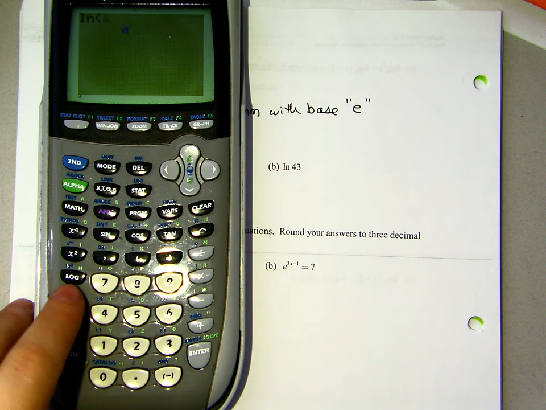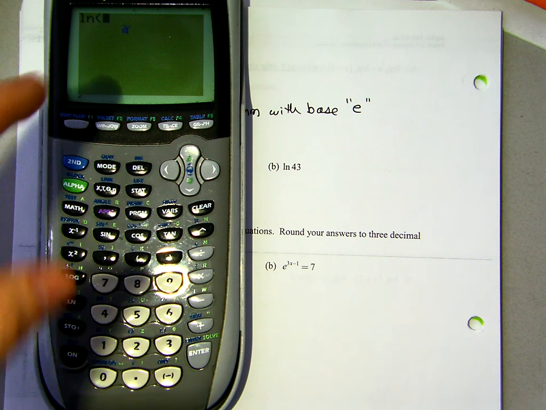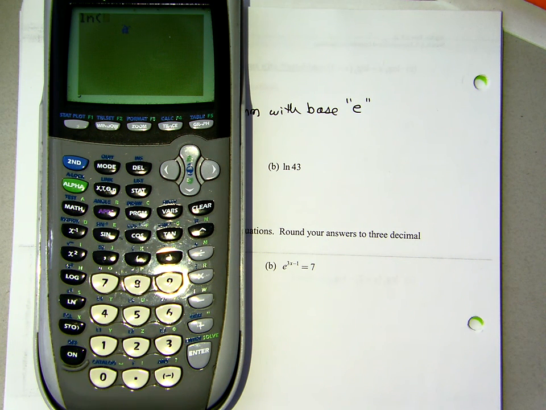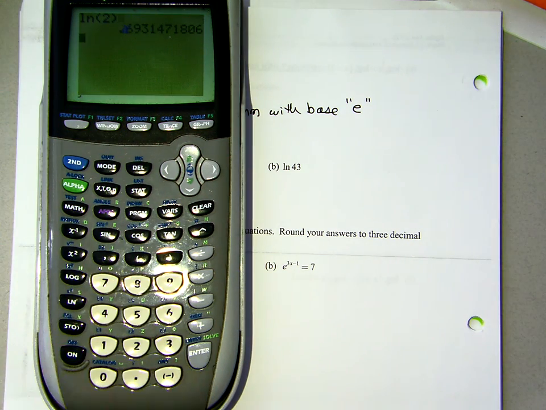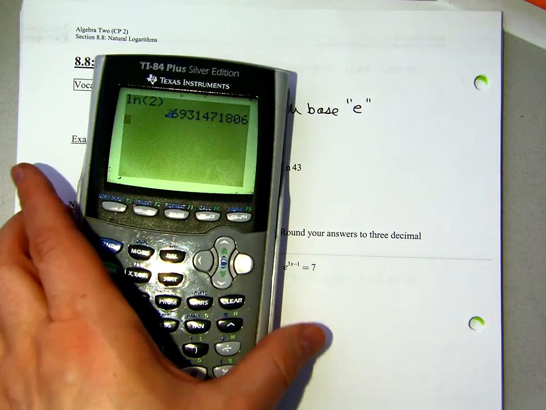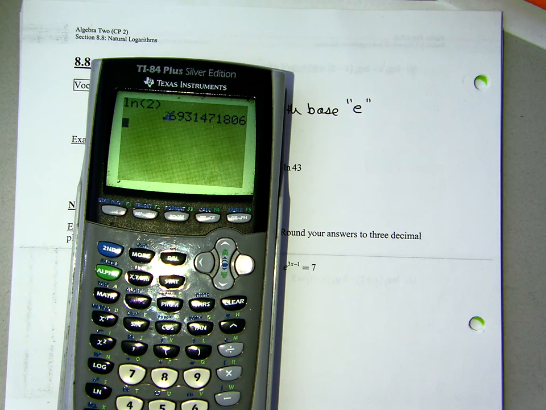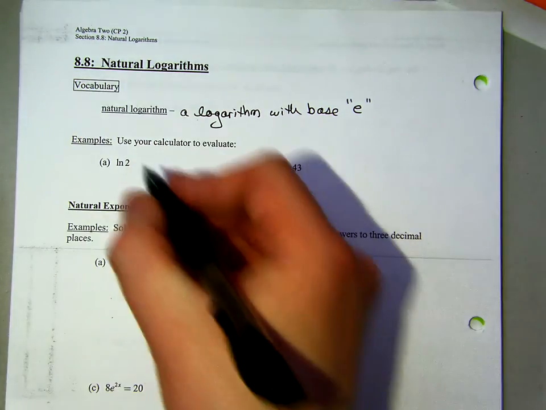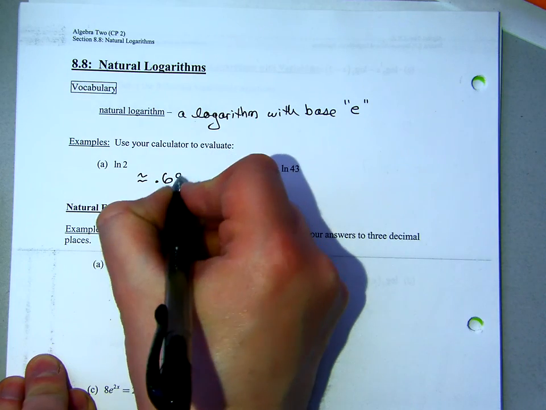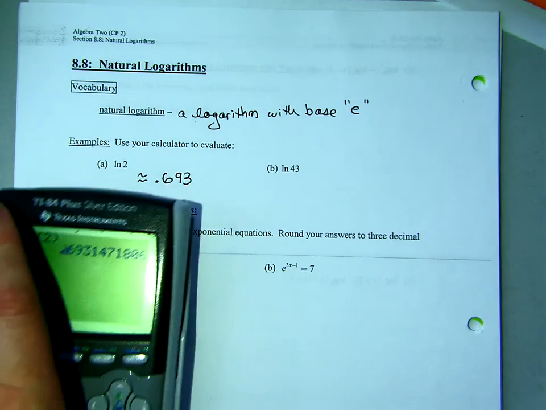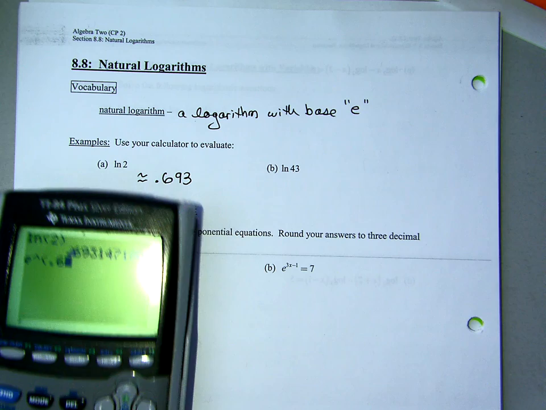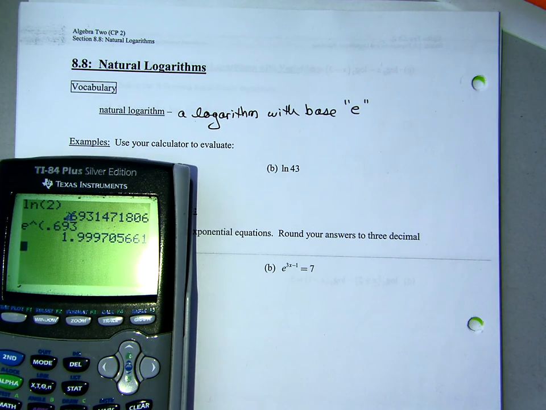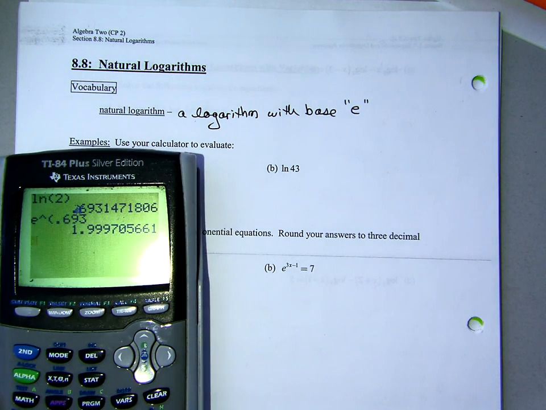The natural log of 2, we're going to push the ln button, which should be on the same button as the e raised to the x button, because they're related, because the natural log is a log with a base of e. Natural log of 2, push enter. It should be about 0.693. If we wanted to check this and we did e raised to the 0.693, it should be pretty close to 2, because that's the whole point of natural logs. They answer the question, what's the power when our base is e?